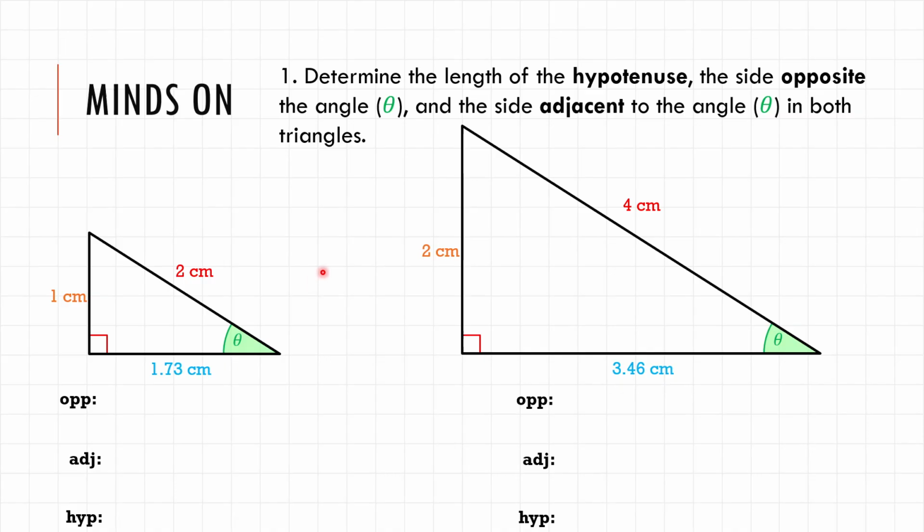To start off, I'll ask you to pause the video here and answer this question. Determine the length of the hypotenuse, the side opposite the angle, and the side adjacent to the angle in both triangles. Pause for just 30 seconds here and see if you can answer that.